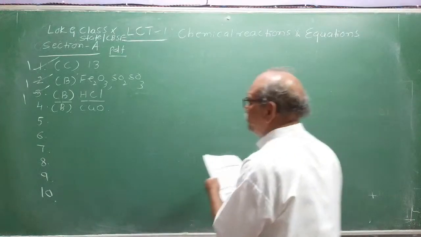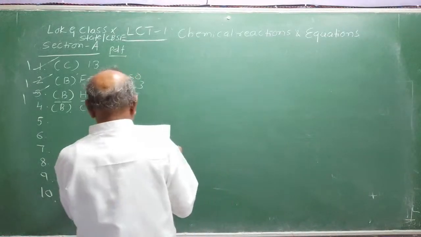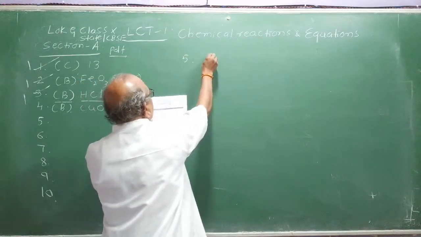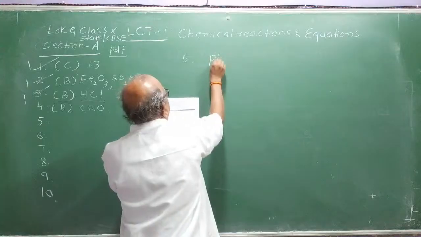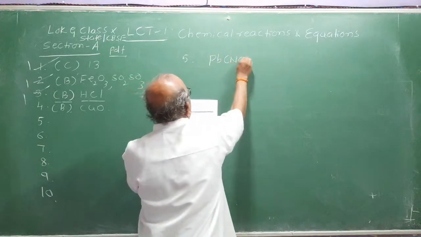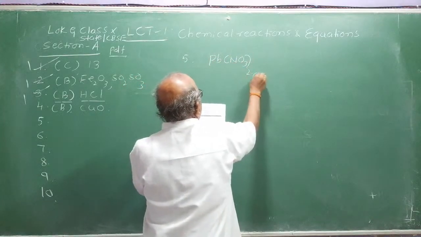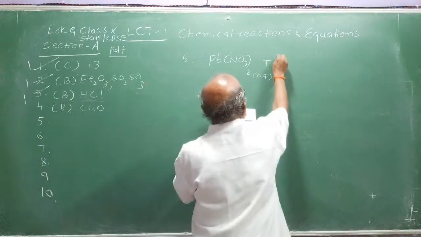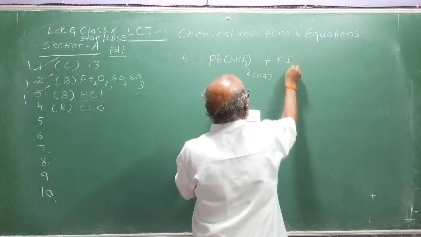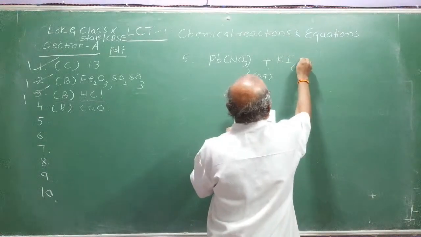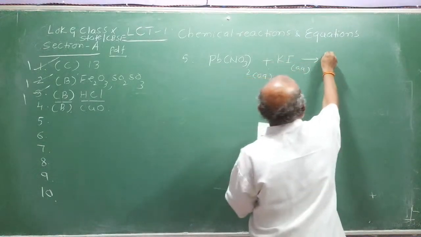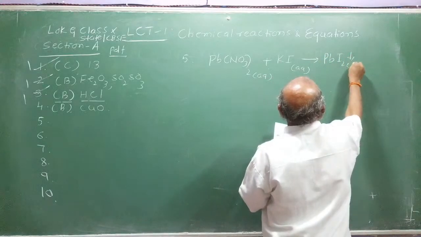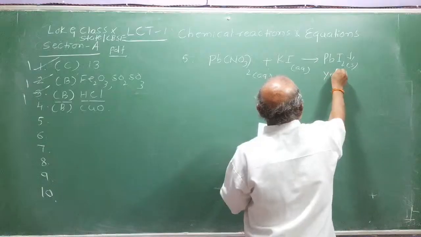MCQ. Question number 5. Mixing aqueous lead nitrate, Pb(NO3)2, plus potassium iodide solution. You learned this reaction. Both of them are colorless. We learnt it in the double displacement reaction. It forms a yellow colored precipitate of lead iodide.